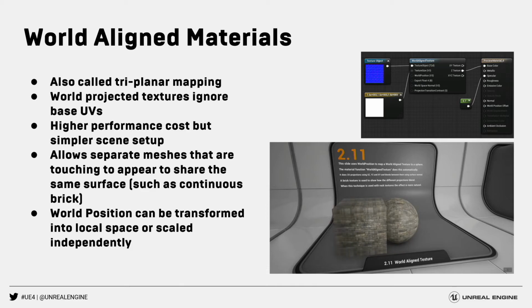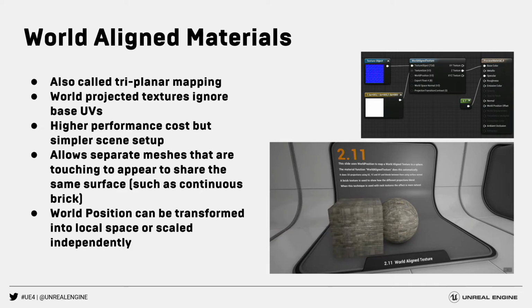Now, many people are aware of world-aligned materials, which is the act of projecting something in world space. So you can see here that as this cube moves around, the brick stays in alignment as to where it was. This is really, really powerful for when your artist just gave you a terribly UV'd asset, but you've got to get the product out the door anyway. Sorry, did that sound too specific?